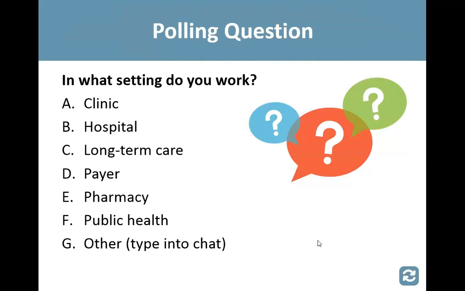So I'm a little bit interested in hearing the setting that you work in. Jen's going to launch a poll, and we're going to talk a little bit more about where you're working, where your environment is most likely to be impacted with some of these strategies and solutions. And then from there, we'll go into a little bit more detail about some of the different areas of focus.